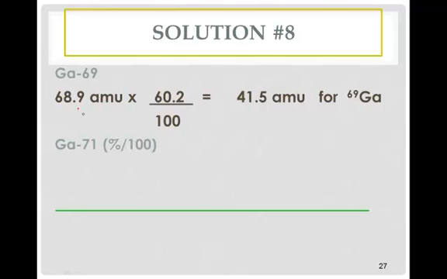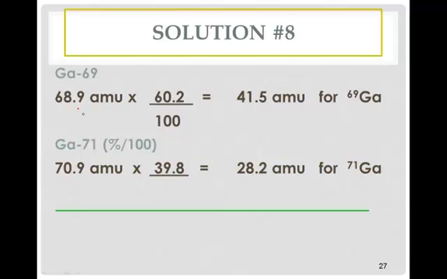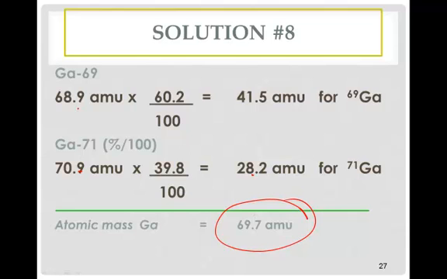Then I'm going to look at the next one, and I'm going to take my 70.9 and multiply it by my 39.8%. We're dividing it by 100, and then I should get 28.2. Then I'm going to add them up, and I get 69.7. If I look at it on the periodic table, I should have a number very, very close to that. Yep, 69.723. Let's just check it out and see.